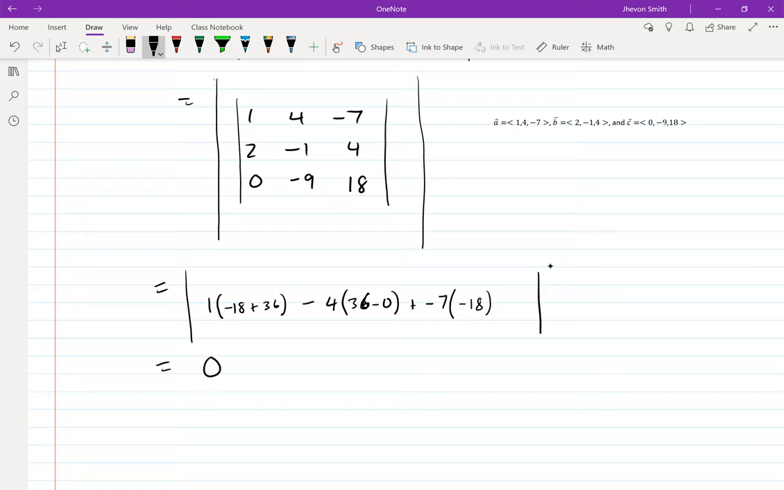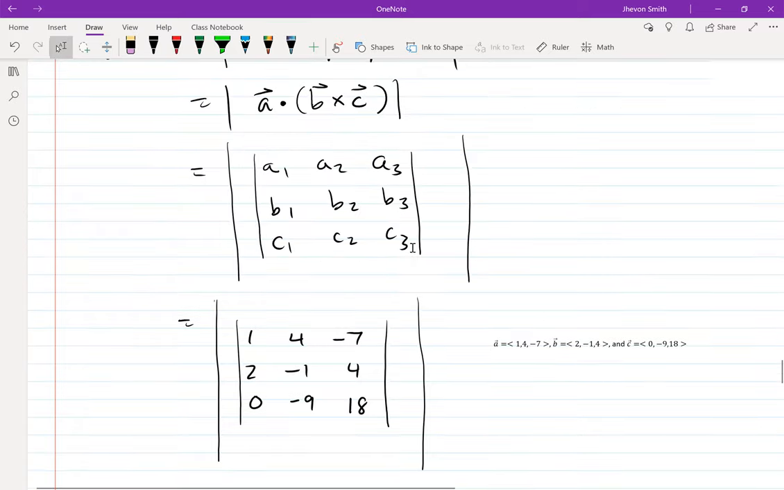It's actually zero. Because 36 is 2 times 18, so this is 8 times 18. So I have 18 minus 8 times 18 plus 7 times 18. So, you know, 1 apple minus 8 apples plus 7 apples, you get 0. It's actually 0. What does that mean? A, B, C are actually coplanar.